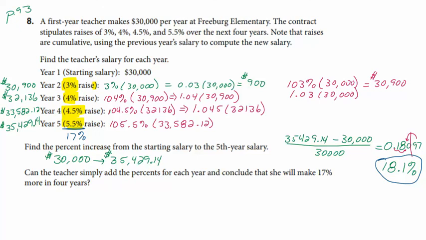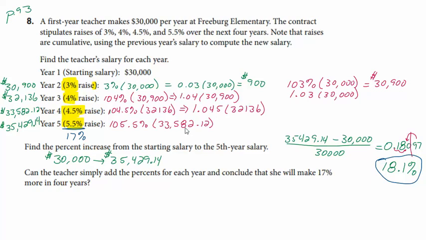Why is that? You got it? Because they were making raises on their raises. The first year, they got this $900 raise. The next year, they got a 4% raise. Well, that also included 4% of $900. That was included in their raise. So they actually made a little bit more than 4% of the original starting number of 30,000.